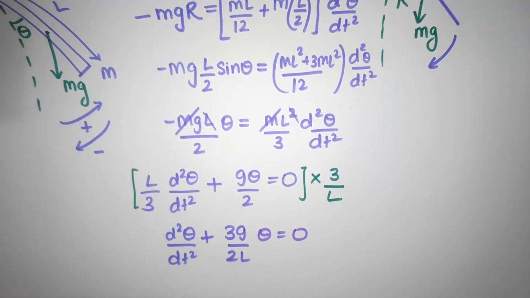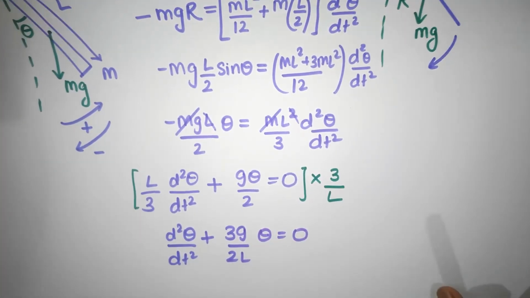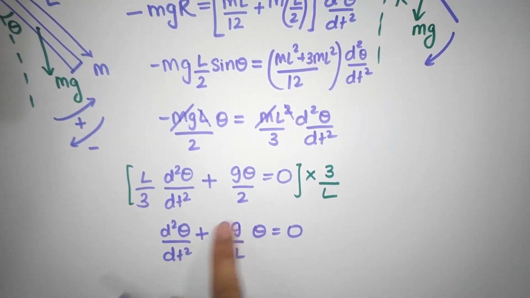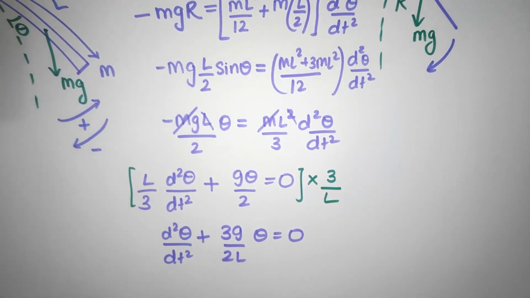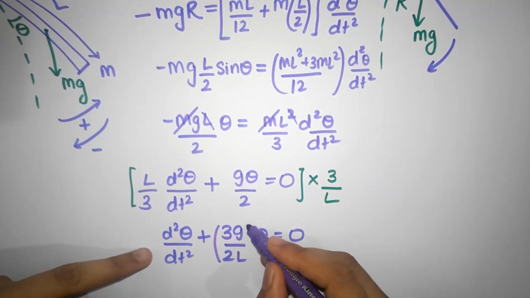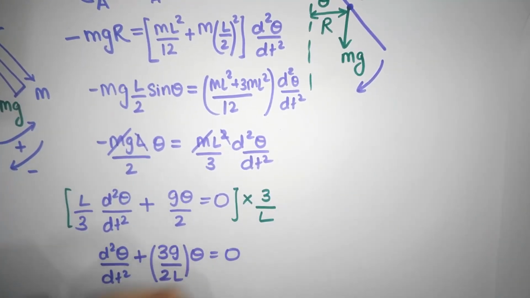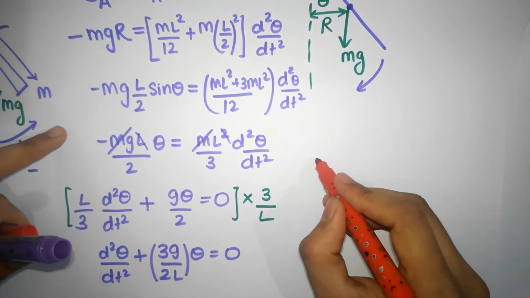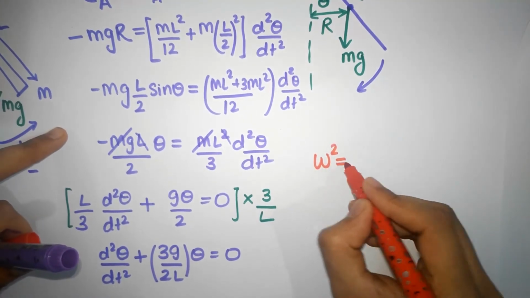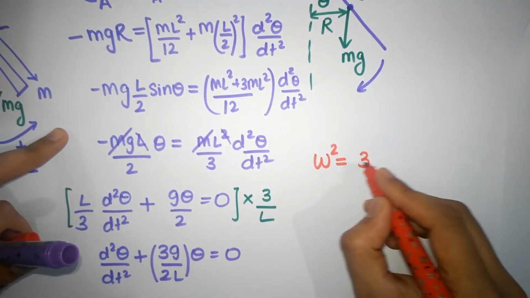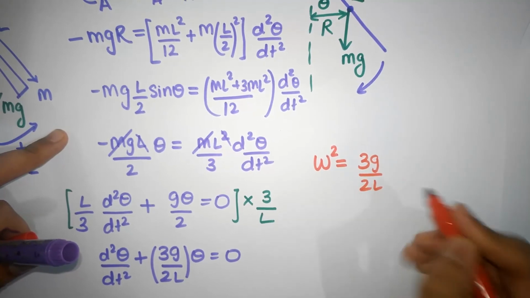And look at what we have got. Look at it. That's a beautiful equation because it's of the form d squared x by dt squared plus omega squared into x equal to 0. Bingo. That's what we wanted. And the moment we have this, we know this fellow is omega squared. So let's write that down. Here is omega squared. Omega squared must be 3g divided by 2L.